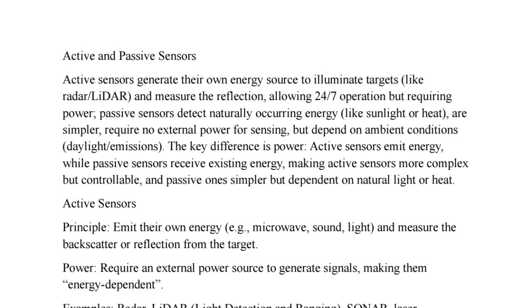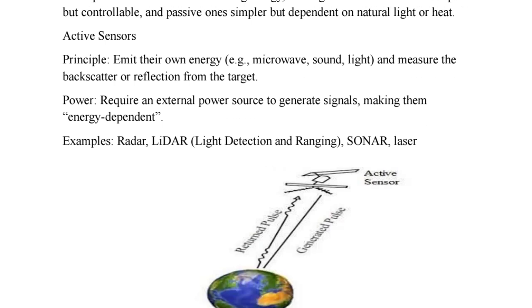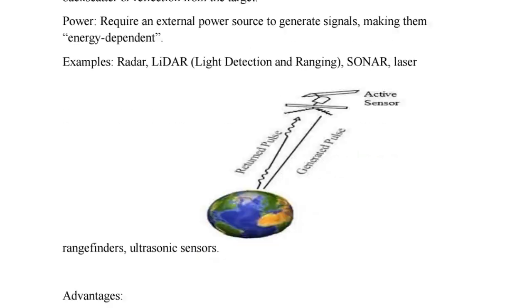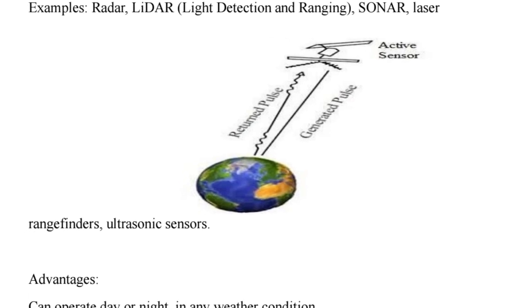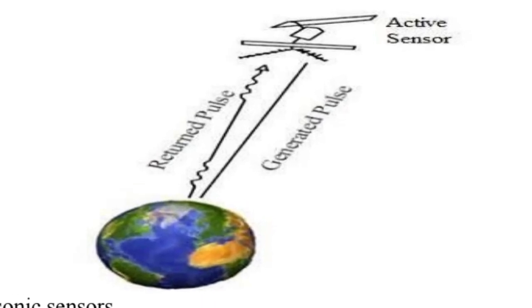Now we are going to discuss active sensors and passive sensors in detail. Active sensors emit their own energy and measure the backscatter or reflection from the target. The power required for active sensors is to generate the signal, making them energy dependent. So we require an external power source to generate the signal. The examples we have already discussed are radar, lidar, sonar and laser systems. Some ultrasonic sensors also use this concept.